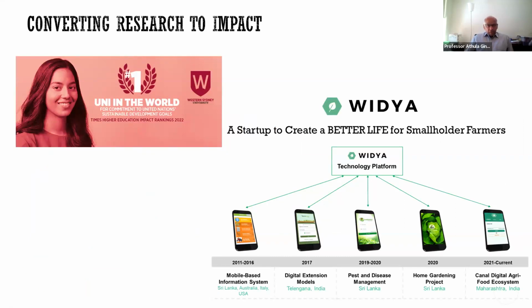And as you know, I'm a professor of information technology at Western Sydney University. Our university was ranked world number 1 in 2022, as well as now in 2023, as the university that contributes most to achieving the Sustainable Development Goals. It's the Times Higher Education ranking, and we are very active in contributing to the SDGs through our research, teaching, etc. With all the research, the university helped me to start a startup company, Widya, mainly to create a better life for smallholder farmers.